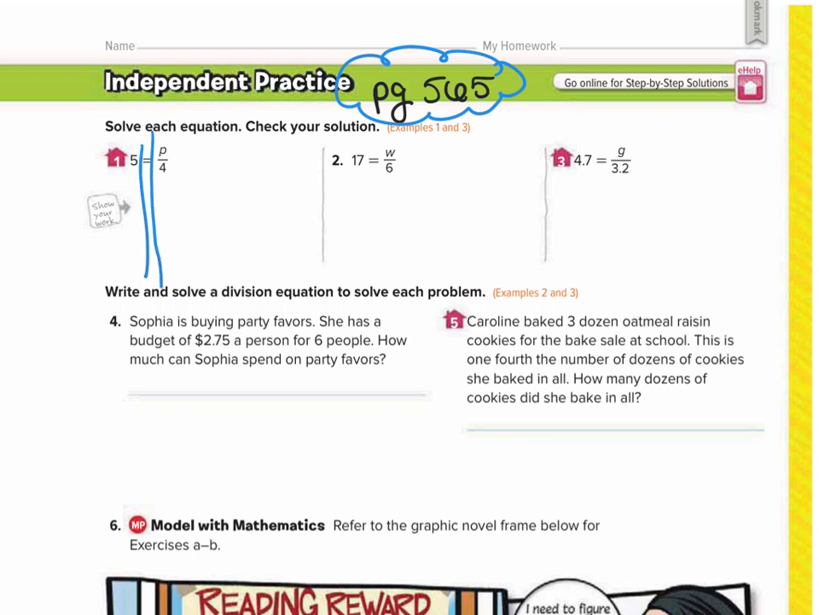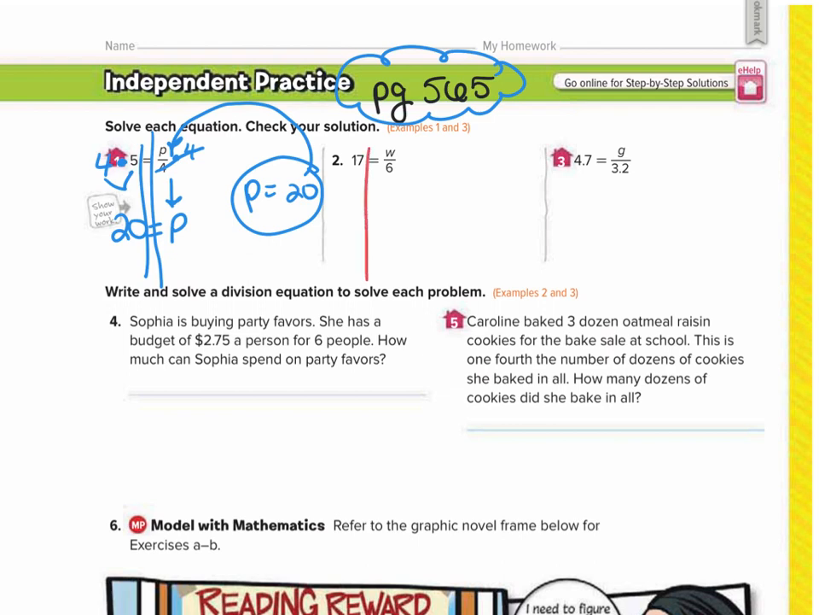We want to get p by itself, but p is being divided by 4. Remember, a fraction means division. So we need to do the inverse of divide by 4, and we want to multiply by 4 to both sides. That will cancel out these 4's, and we'll just be left with p equals 4 times 5 is 20. P equals 20. And remember, you could plug that in and check. 20 divided by 4 equals 5, so that works out.